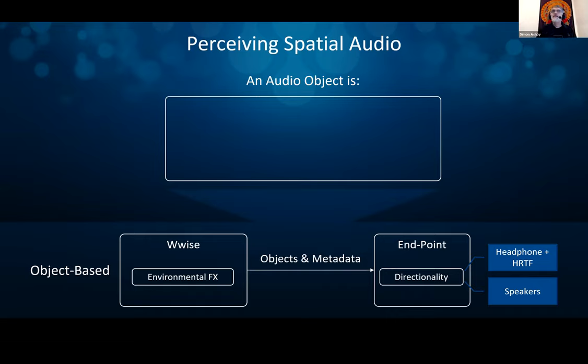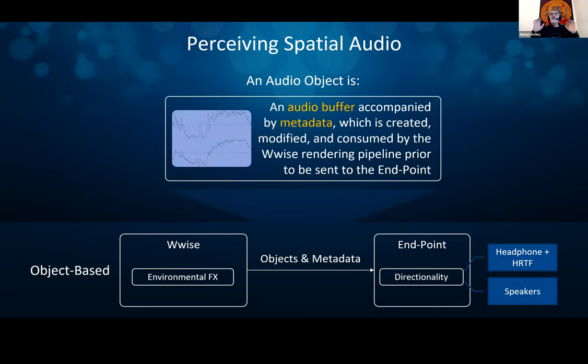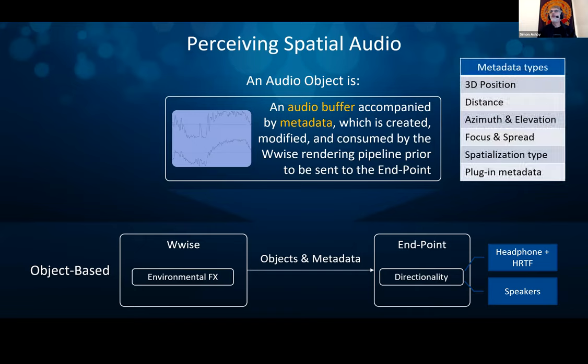And talking about objects and their metadata, what is an audio object? During this presentation, we refer a lot to it. It's basically an audio buffer, let's say 512 samples, accompanied by metadata, which is created, modified, or consumed by the WISE rendering pipeline prior to being sent to the endpoint. An example of such metadata would be 3D position, distance, azimuth, elevation, spread, and so on.